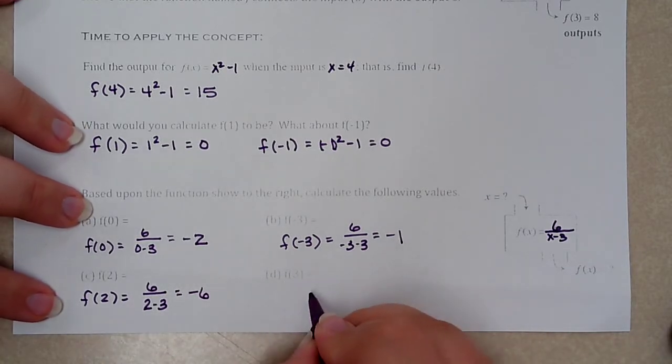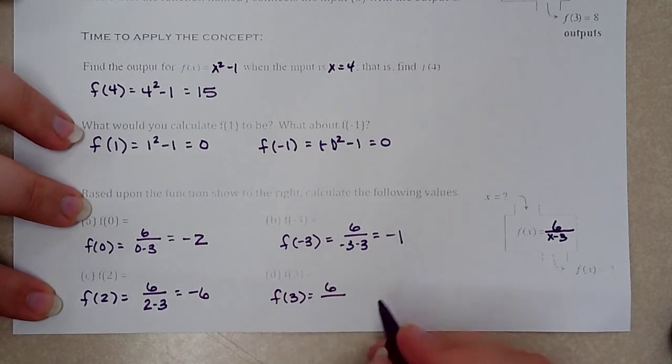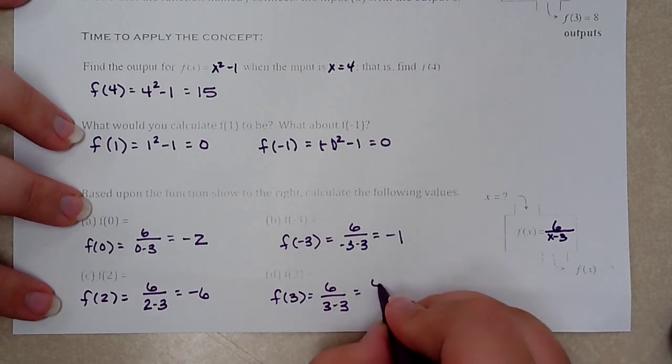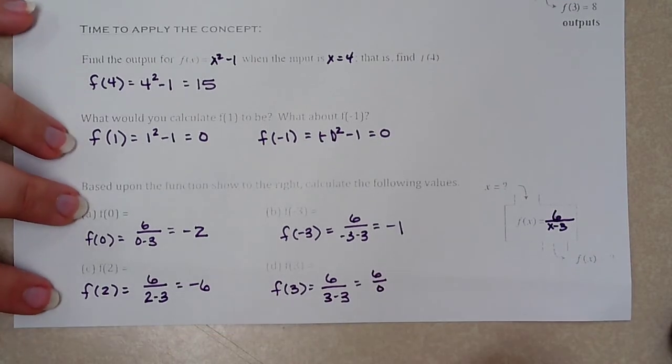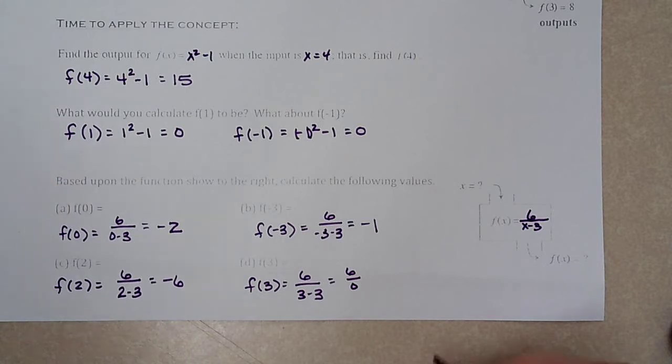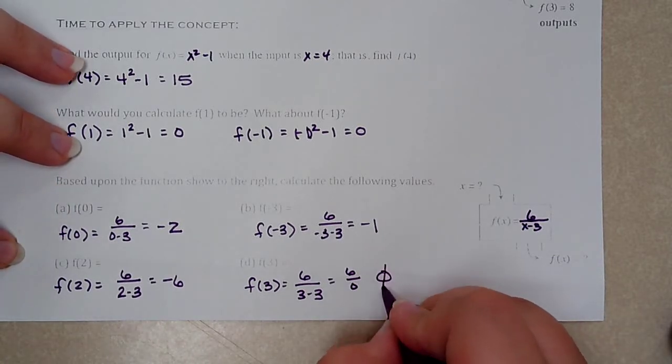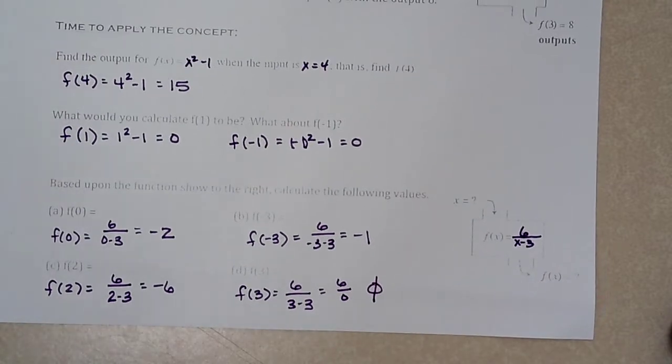And last but not least, f of 3 equals 6 over 3 minus 3. 3 minus 3 is 0, which means we get 6 divided by 0. And as I have said before, maybe in this class, maybe in my other classes, when we divide by 0, the universe implodes. It does not work.